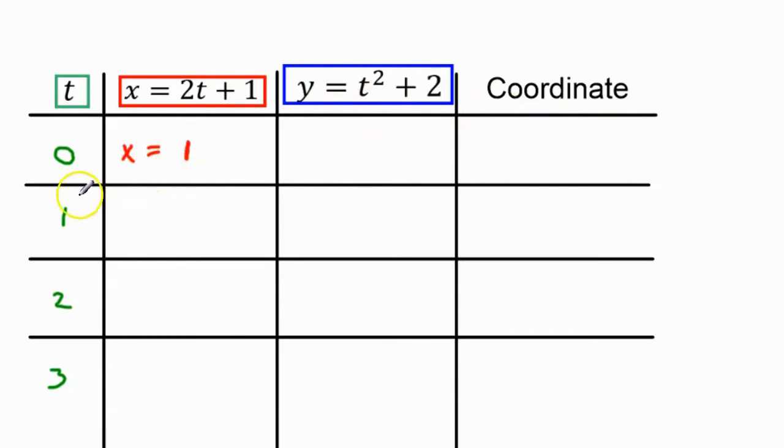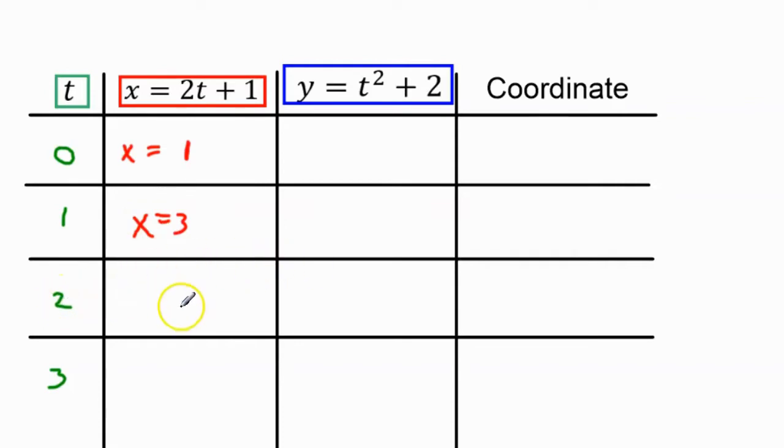We're going to continue to substitute values of t in to get our coordinates. So let's say we try the next one here. So this x coordinate, we would do 2 times t, but remember again, t in this case is 1, so we'll do 2 times 1 plus 1. 2 times 1 is 2, plus 1 is 3. So in this case, we end up with 3 as the x coordinate. And let's go ahead and rewrite that. So we have x equals 3.